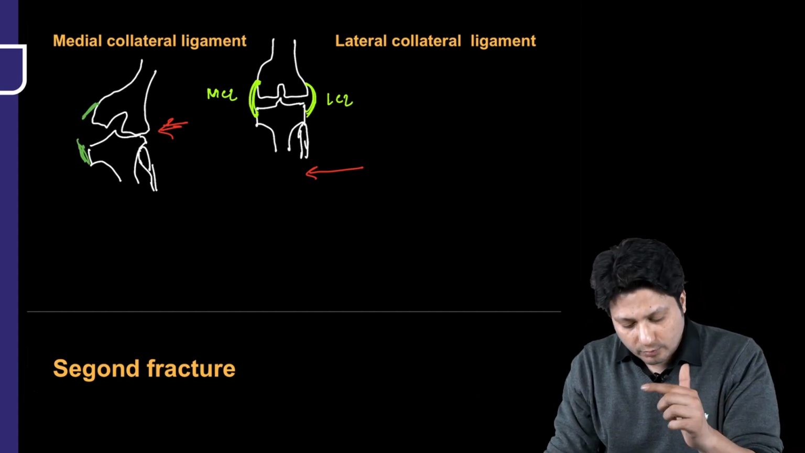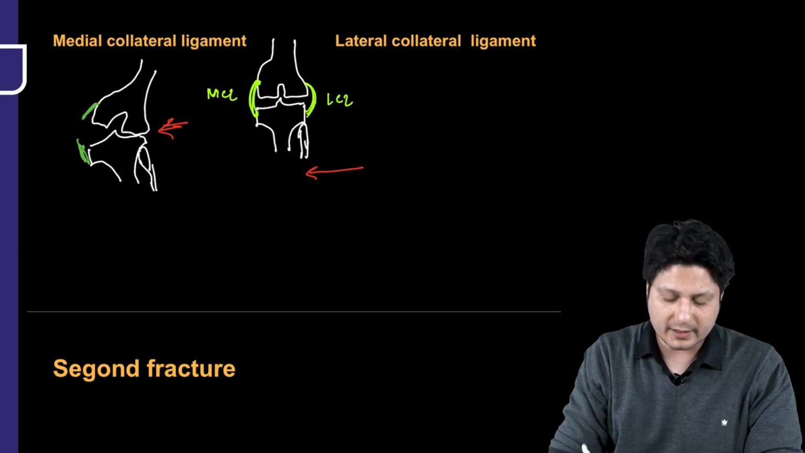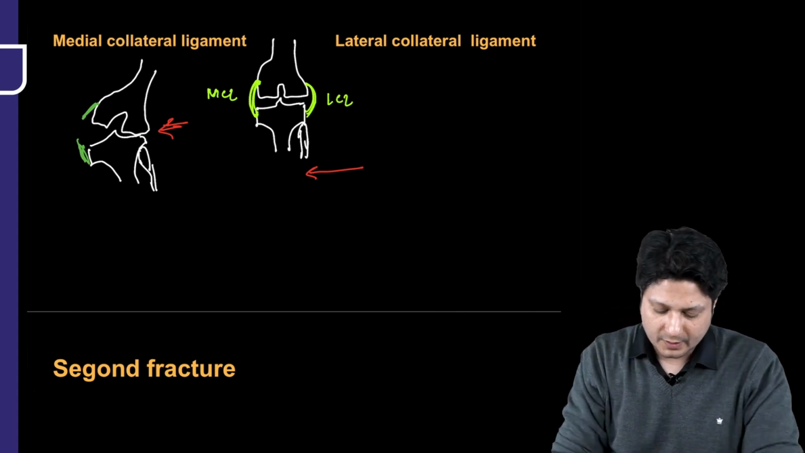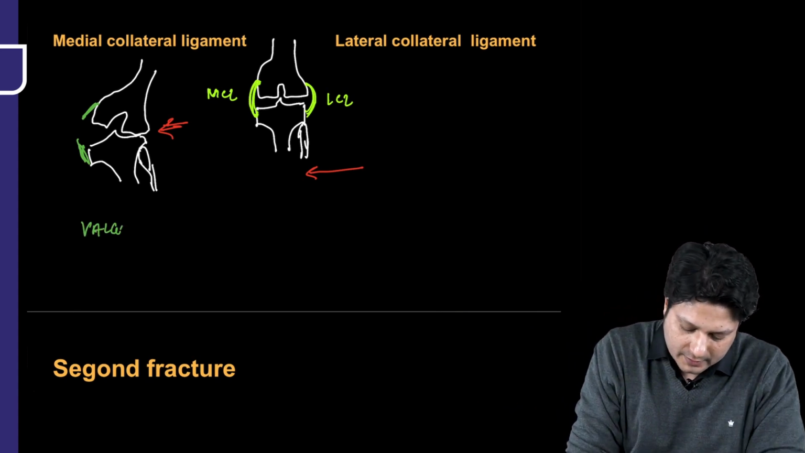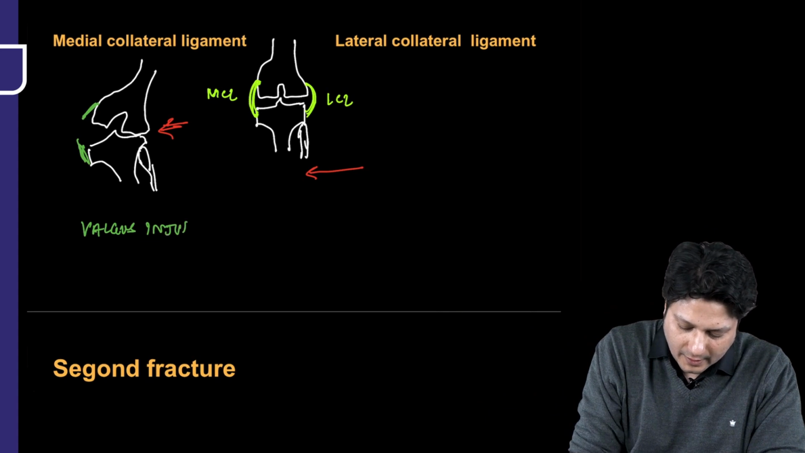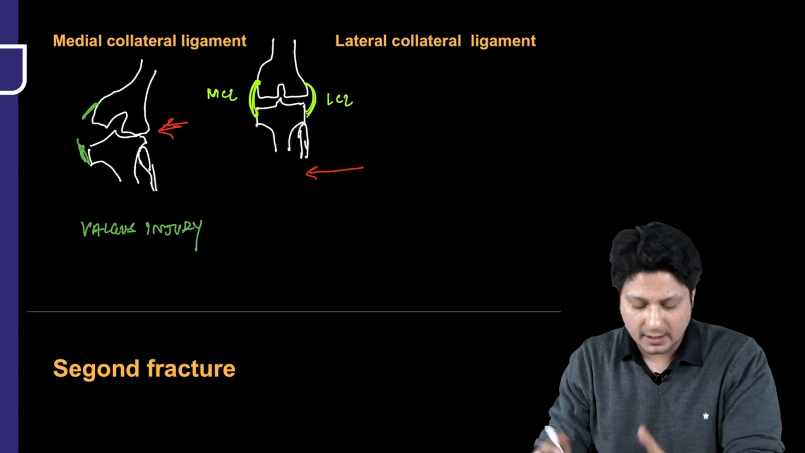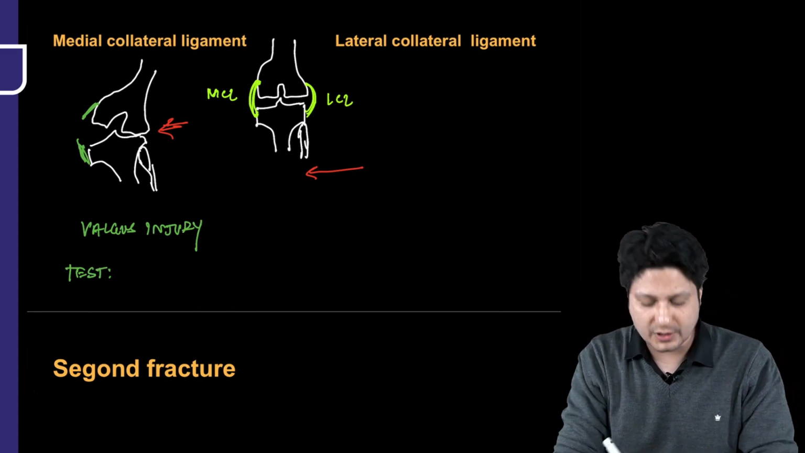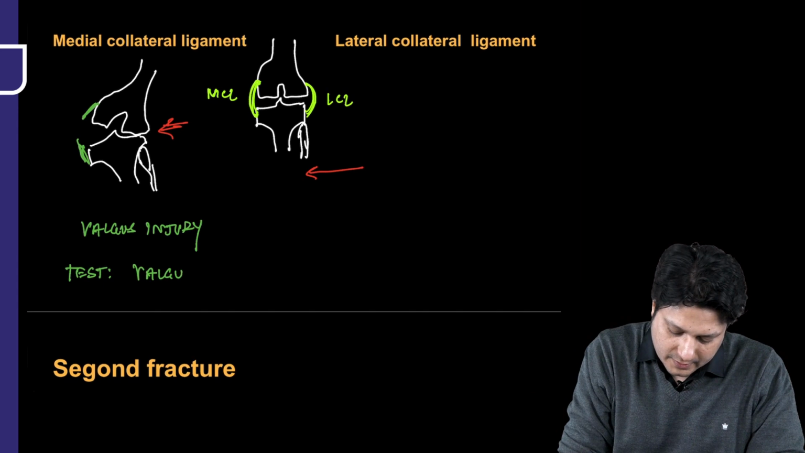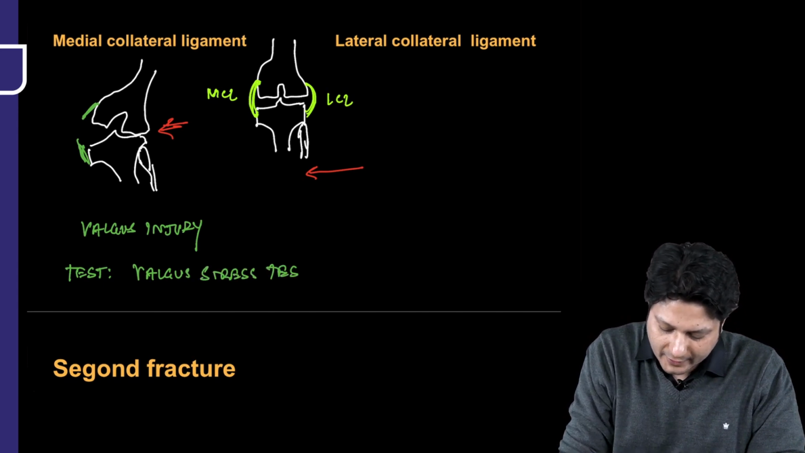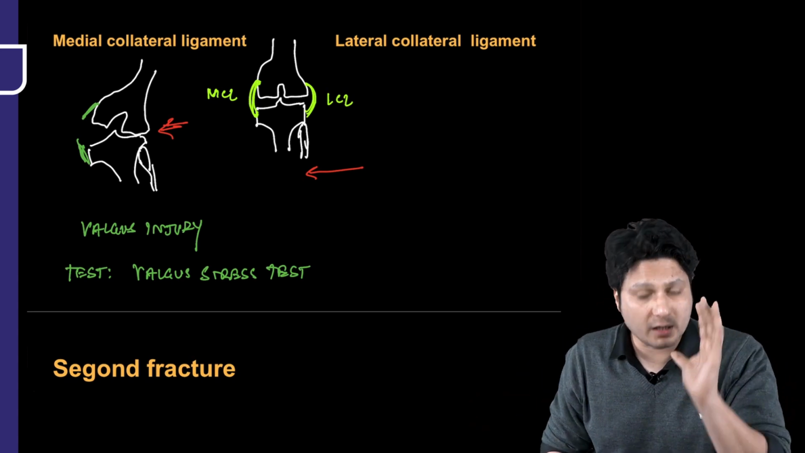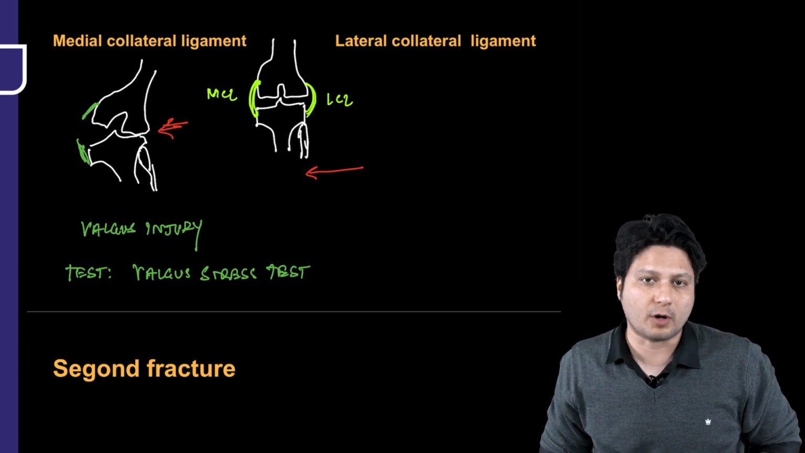All right, now tell me the name of the force. The force is hitting from the lateral aspect. That means it is forcing the knee joint to go into valgus. So it is a result of a valgus injury. That means medial collateral ligament injury is a result of a valgus injury. And the name of the test to demonstrate this medial collateral ligament injury is a valgus stress test. Because when you stress the knee joint to move into valgus, it will go into more valgus compared to the normal, because there is no medial collateral ligament which is preventing this excessive valgus from happening.